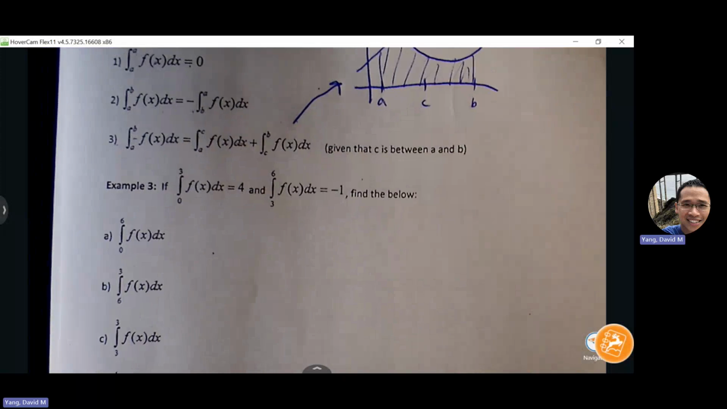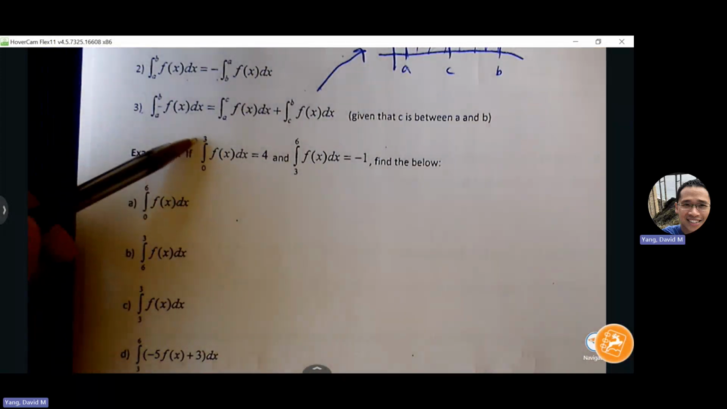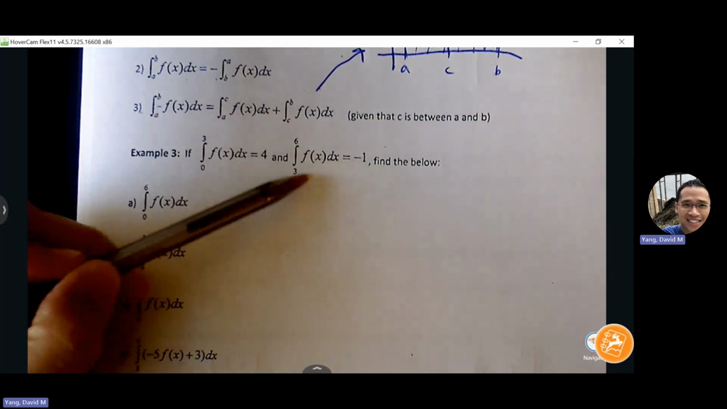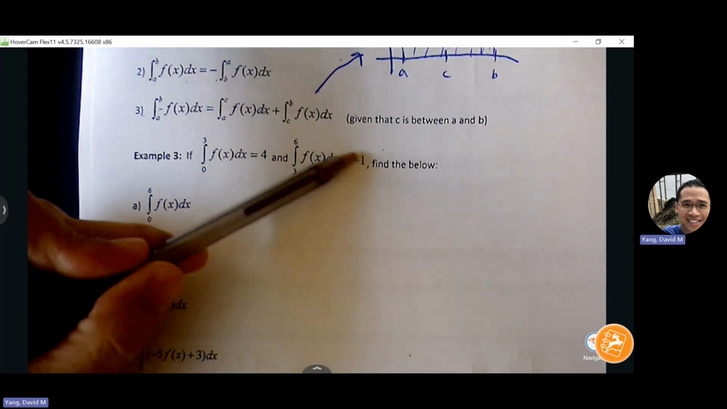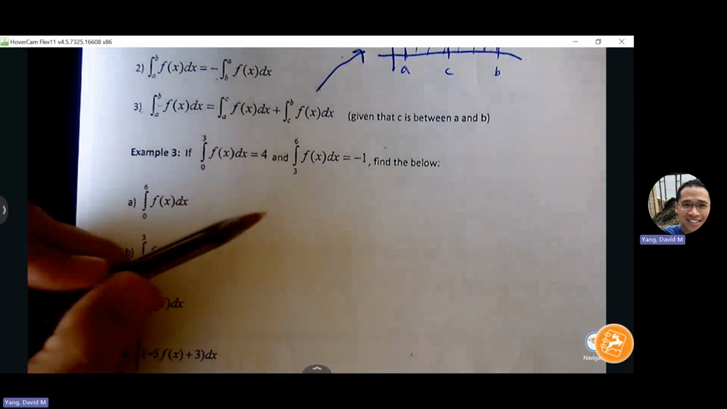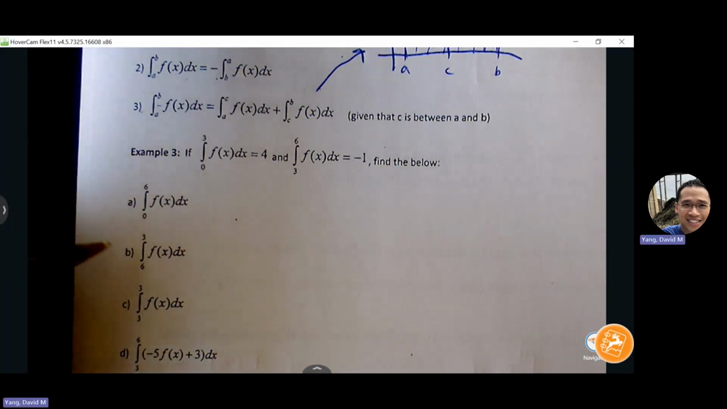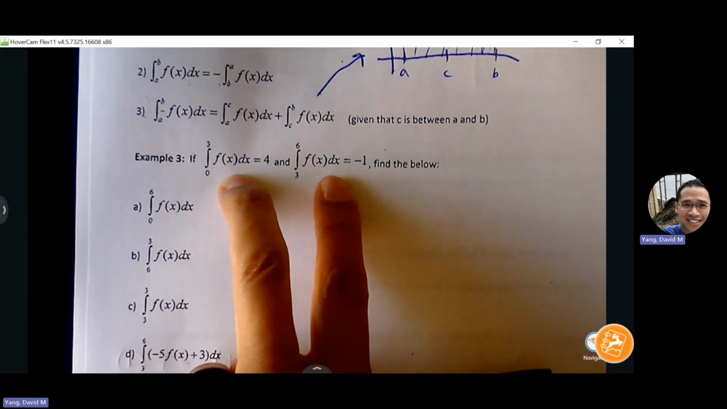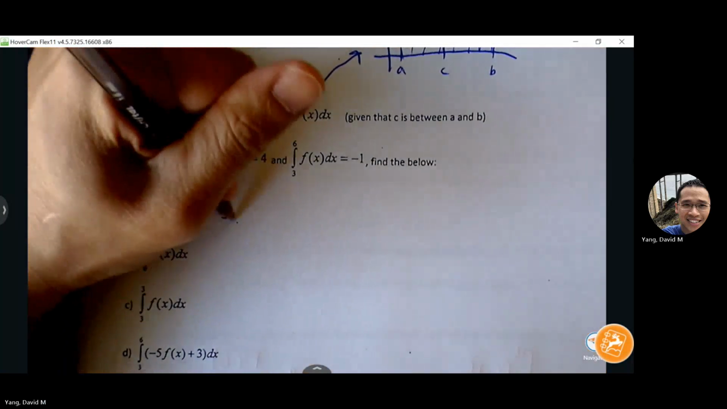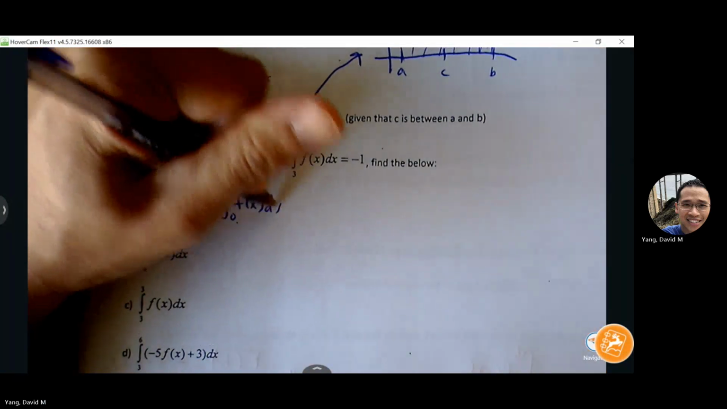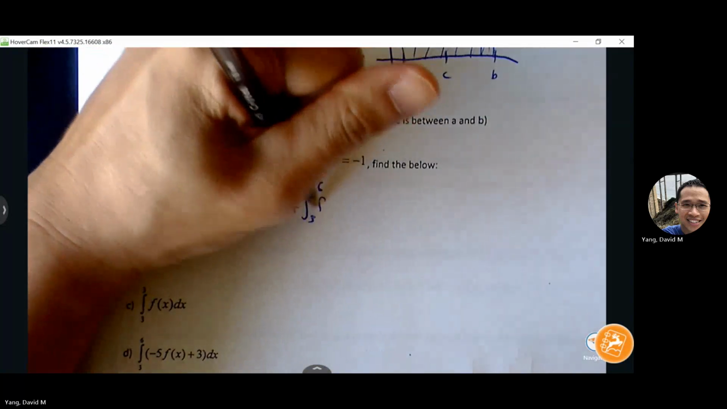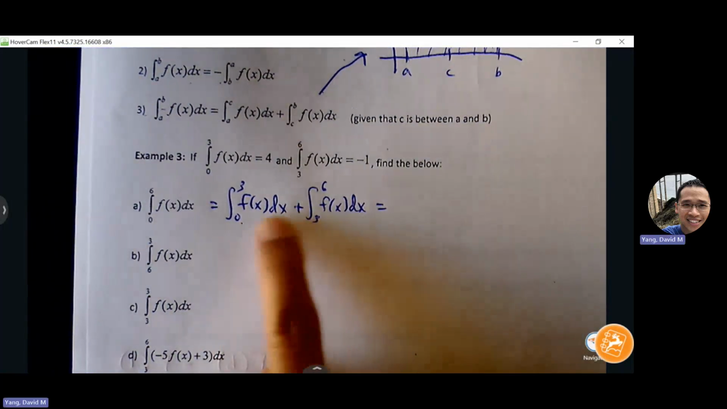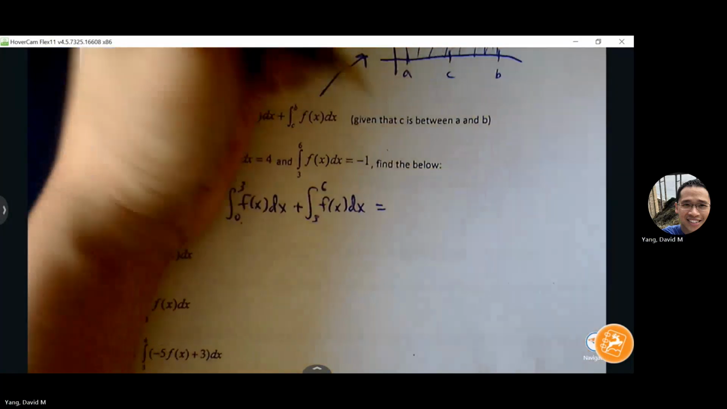So let's see if we can practice using those properties with the problems below here. We know the region from 0 to 3 gives us an area of 4. We know the region from 3 to 6 gives us a value of -1, which means it's a region below the x-axis. So if I want to find the integral from 0 to 6, it's just the sum of these two regions, right? So this is 4, this is -1. If I add those together, I get 3.